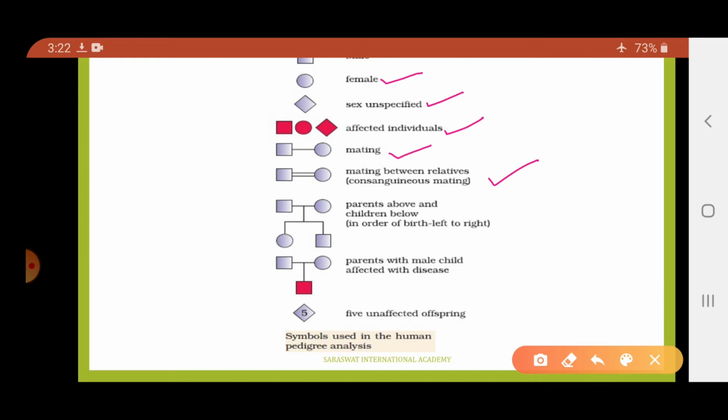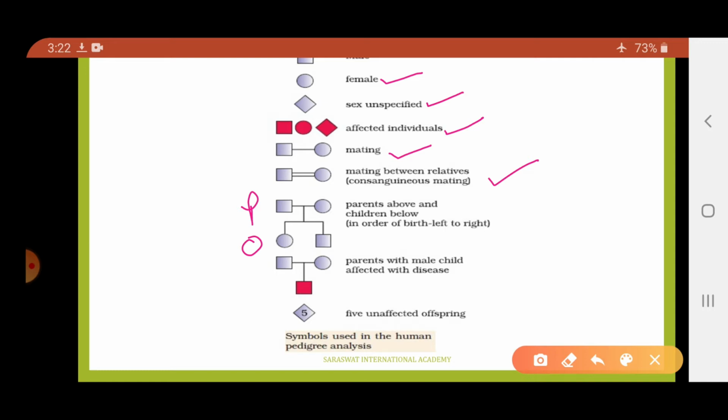Now, there is a hanging line, and then again squares and circles are shown. The ones above are the parents and the lower ones are the offspring. Students, the offspring are mentioned in the order of birth from left to right. So those born first will be placed on the left side and then accordingly placed towards the right side.